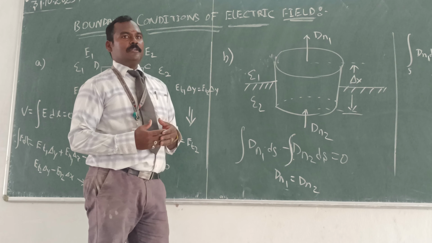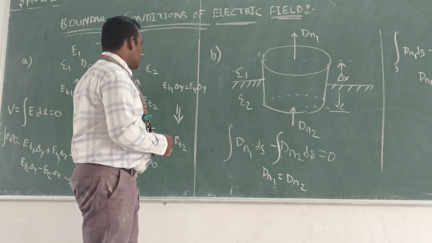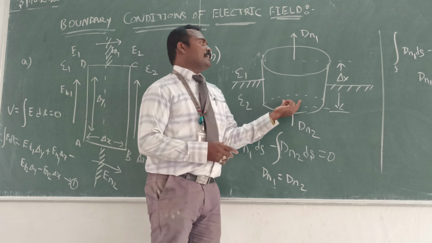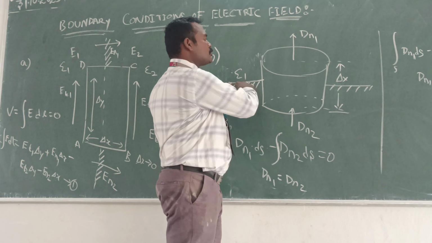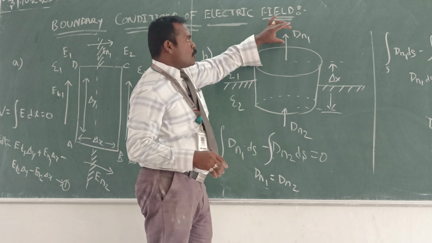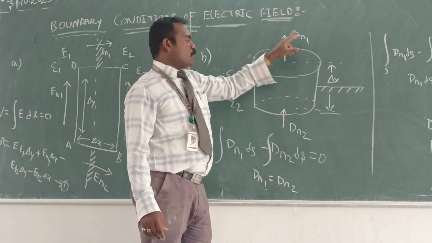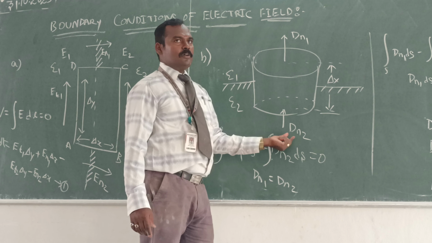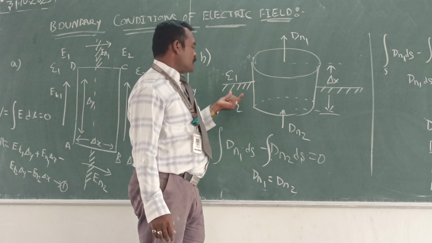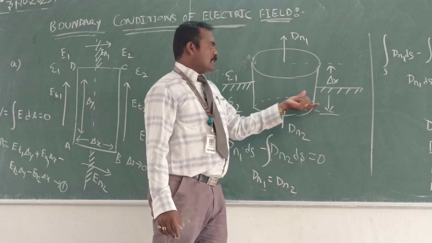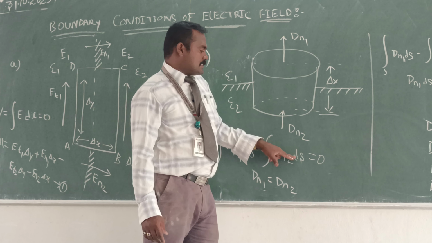Similarly, we need to prove the condition for the electric flux density of medium 1 and medium 2. Here we consider the pillbox, the cylindrical box. Here also you segregate two media. Medium 1 has electric flux density Dn1, and medium 2 has Dn2. Medium 1 has permittivity epsilon 1 and medium 2 has epsilon 2. Here del X is the total length, and we consider the total surface, that is dS.